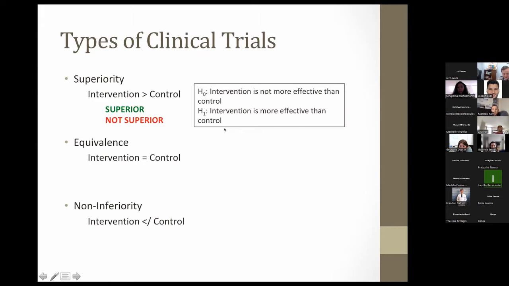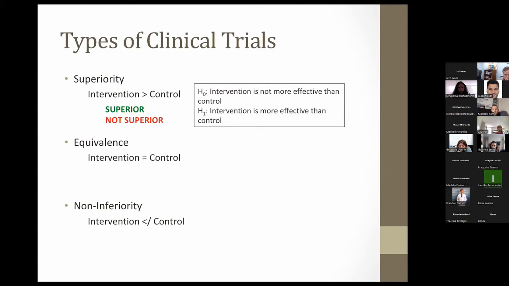In the interest of time, I'm just going to go ahead and say that you're going to say that it's not superior. So if you're unable to reject the null hypothesis, you are unable to say anything else but the fact that it's not superior.